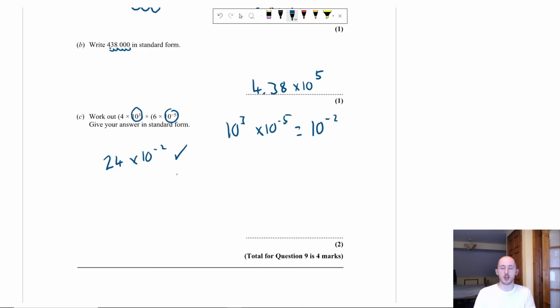That's 1 mark, not 2. Because with standard form, you cannot have a number 10 or bigger in front. So I have to have a decimal point here. So to do that, I need to divide the first number by 10, right? To move the decimal point here. Which means I need to times the last number by 10. So that becomes 2.4 times 10 to the minus 1. So if you'd like, all you're doing is adding 1 to the power here. Cool.